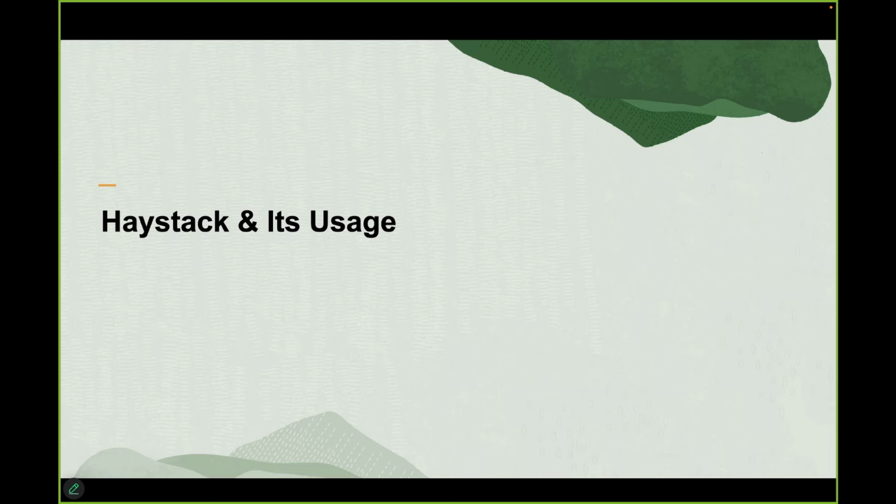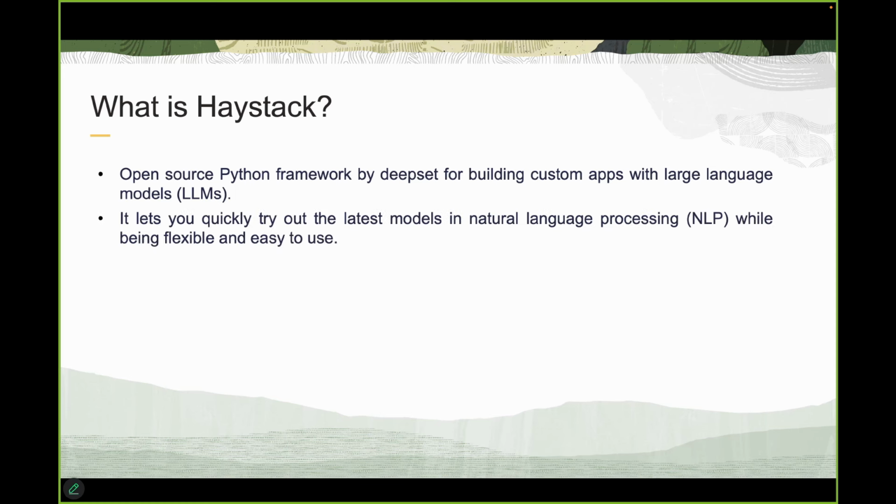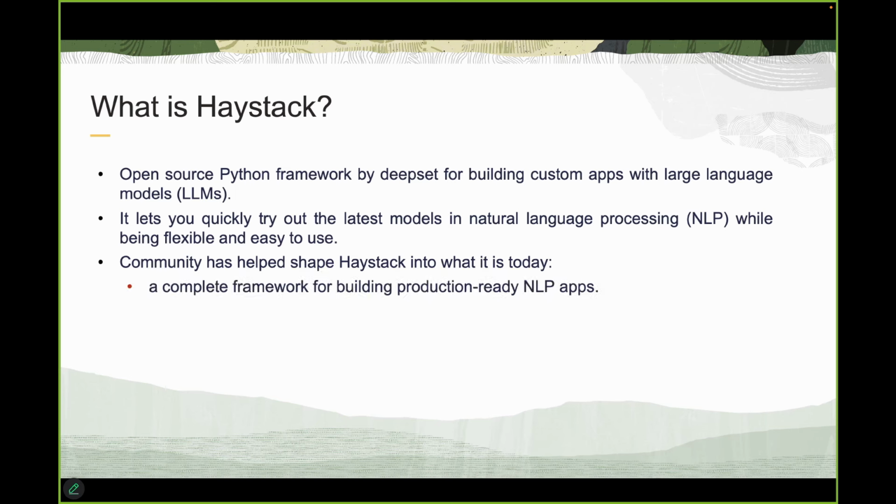Haystack and its use cases. What is Haystack? It's an open source Python framework by deepset for building custom apps with large language models. It lets you quickly try out the latest models in natural language processing while being flexible and easy to use. Community has helped shape Haystack into what it is today. It is a complete framework for building production ready NLP apps, and this is the landing page or introduction page of Haystack.